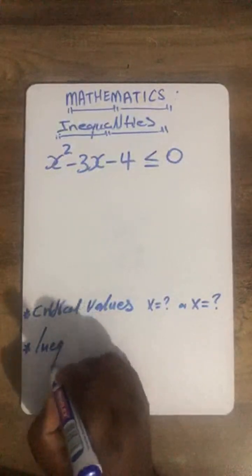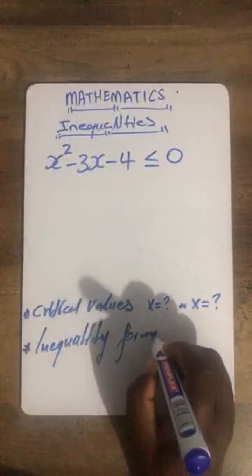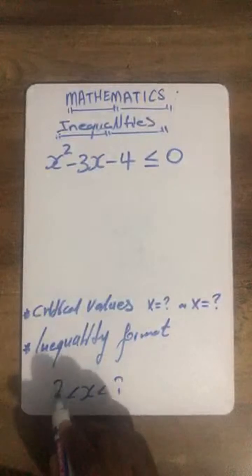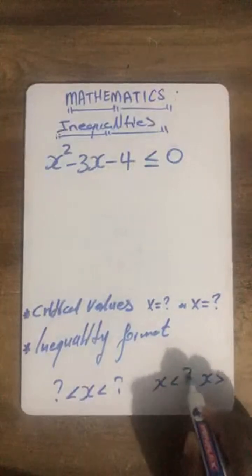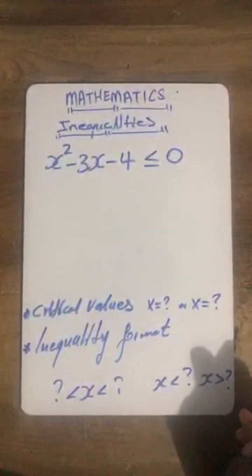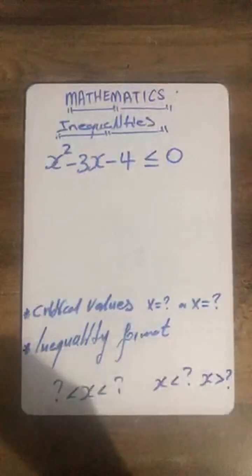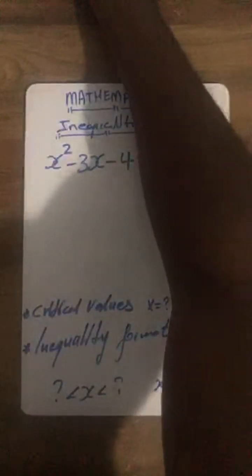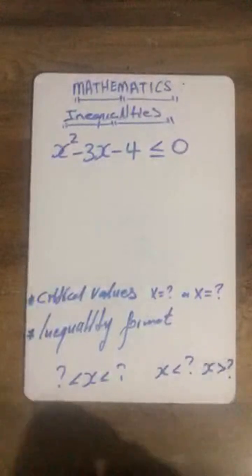So let me say inequality format, where you either say x is between whatever, or where you say x whatever, or whatever the case may be. So that means you can draw a number line on your side. We will compare that to when I work it out and give a solution. But for now, this is what you need to work out just to practice on your side.